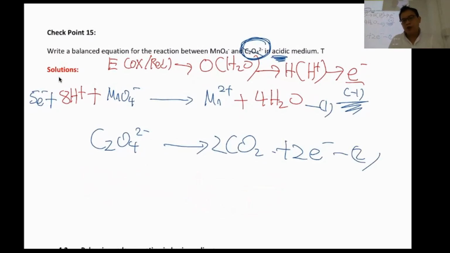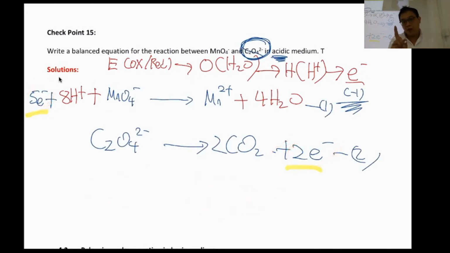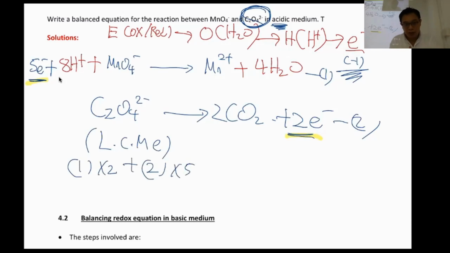Now, when you see an overall equation, do you ever see electron in the questions? At least I don't. So that means if you want to combine them as a balanced equation, you must get rid of the electron. When you get rid of electron, I want you to think of one word. LCM. Lowest common multiple of your electron. So what is the lowest common multiple between 5 and 2? It should be 10. So you take equation 1 times 2, because 5 times 2 gives you 10. And you plus equation 2 times 5, and you merge them together. This will give you the final equation as follows.